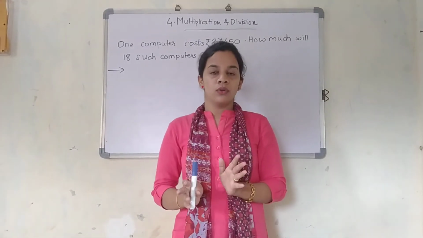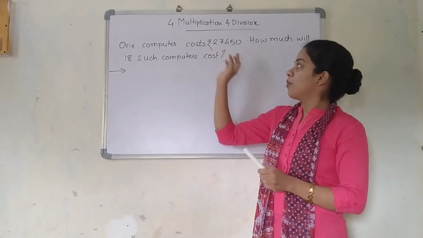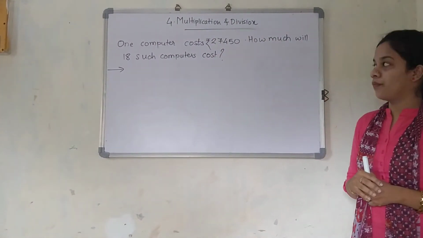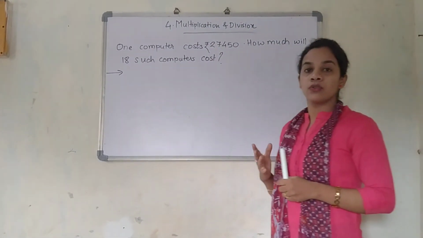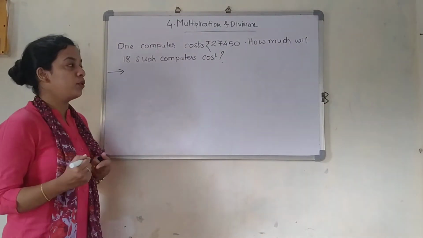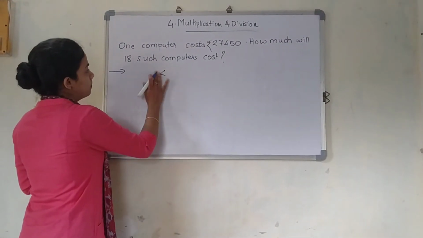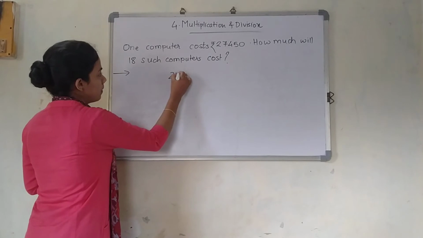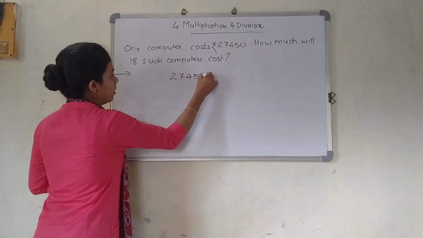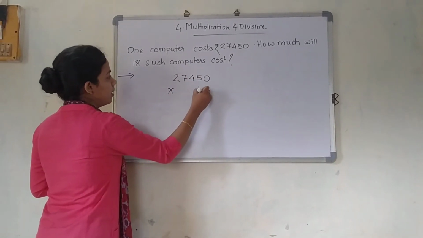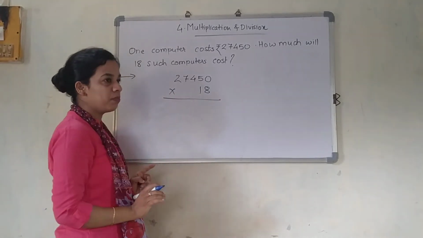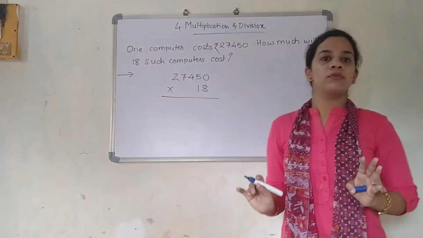So just see over here, one computer costs rupees 27,450, how much will be the cost of 18 such computers? We are just going to write it as 27,450 into 18. This will be a simple calculation. So how are we going to solve it? Just see.